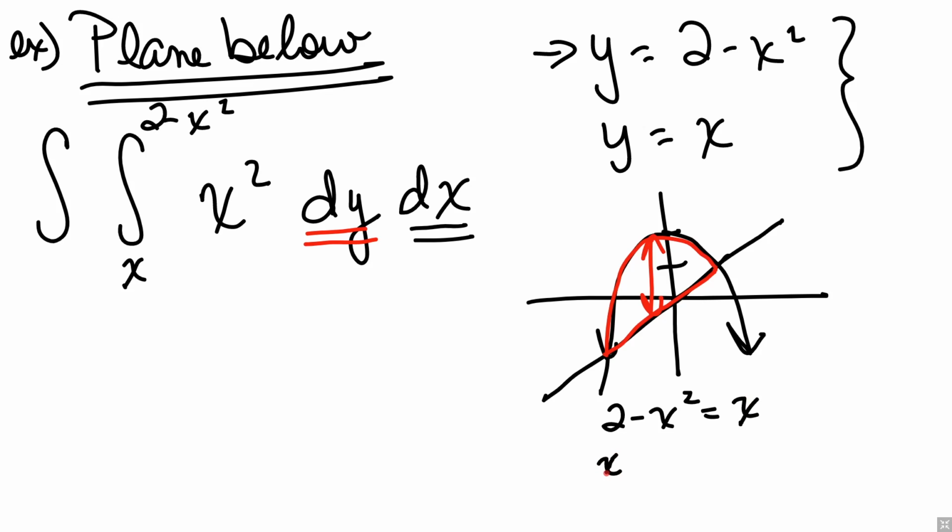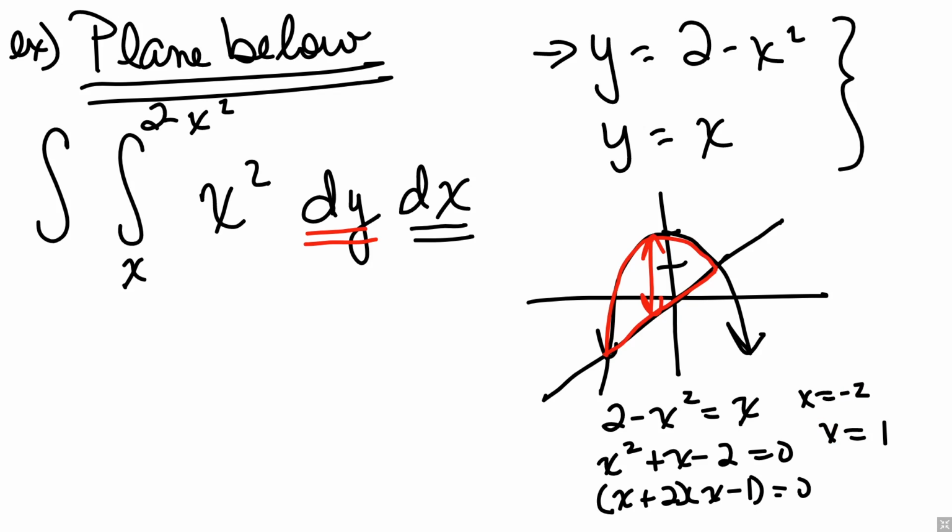Basically, we're going to have that x squared plus x minus 2 is equal to 0. It factors nicely into x plus 2, x minus 1 equals 0. So we get that x is negative 2, x is 1. And that's our limits of integration for x. So we're going from negative 2 to 1. Okay. Any questions there?